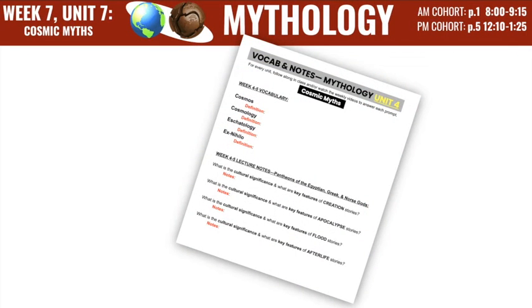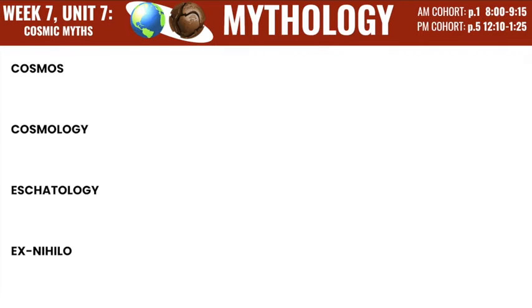Be sure you pop out the vocab notes for Mythology Unit 4. This is Cosmic Myths, and record down the definitions for each of those vocab words, as well as notes under each of the prompts for the lecture. All right, let's start with vocabulary. We have 4 words this time: cosmos, cosmology, eschatology, and ex nihilo.